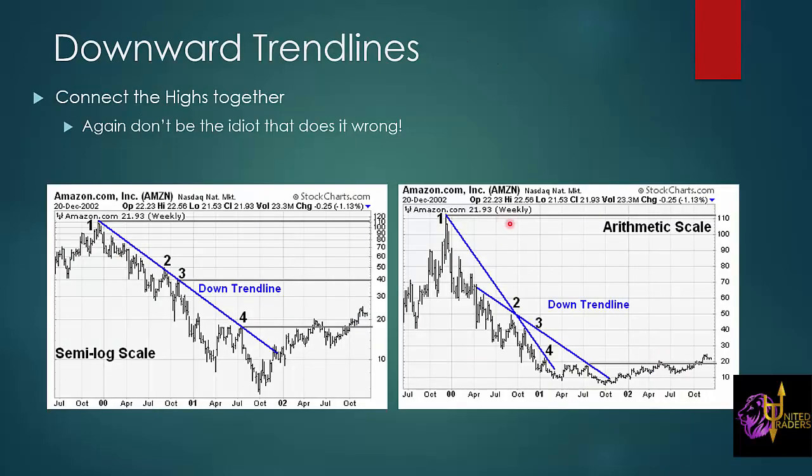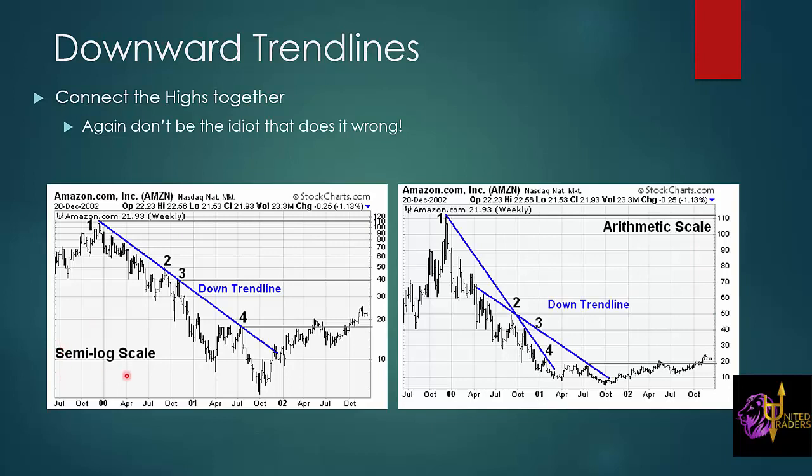Kind of running out of time here. I see we're at 10 minutes, so just stick with me here. Downward trend lines. Remember, we connect the highs on downward trend lines. Again, don't be the guy that does this wrong. We connect the highs, not the lows. The only time you connect the lows is if it's an upward trend line.